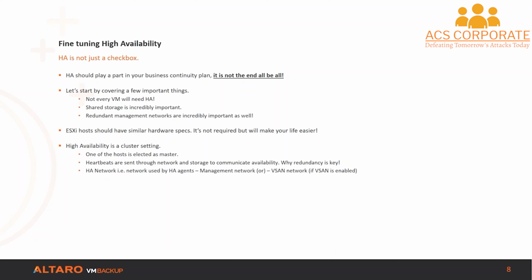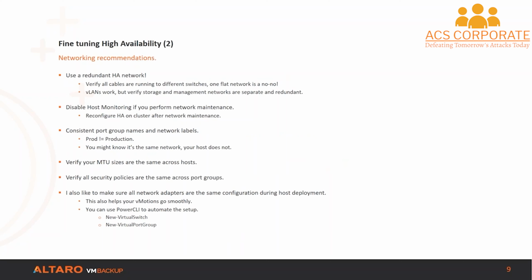So, if you're using vSAN as well, the vSAN network that vSAN creates can also be used as a backup management network. So that's something to keep in mind. So, again, use those redundant networks and cables, and make sure you're not using one big flat network. I will say that's one of the worst things that I've seen as a consultant. You go into an environment, everybody's got everything on one 192.168 dot network, and it's just not good. So, VLANs will work, but you want to verify that your management networks are separate.